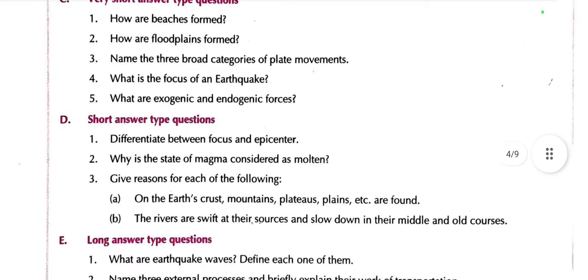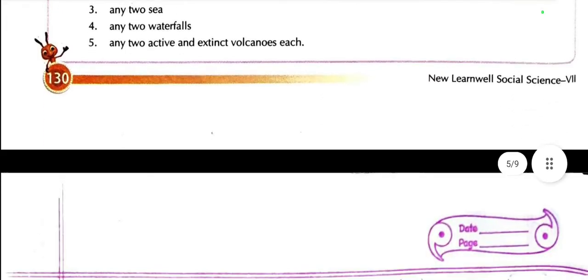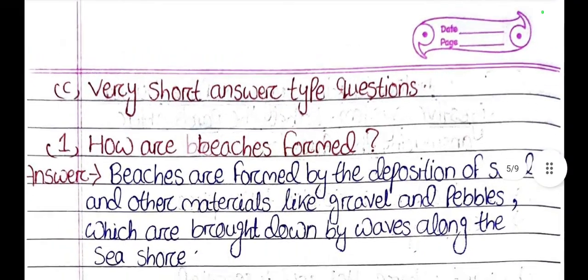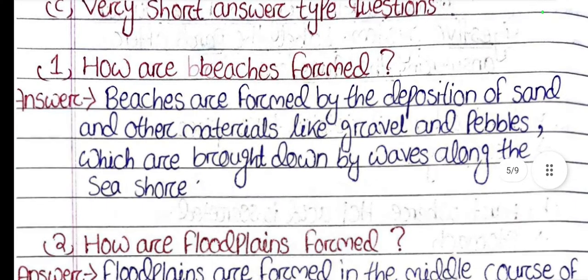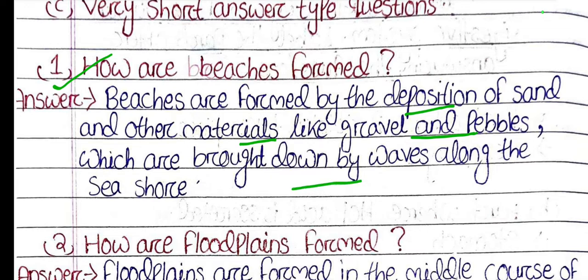Then next is very short type, long type. We'll write in this copy. You can pause your video again and write your answer. Okay, one by one I will show you the question and answer. How are beaches formed? Beaches are formed by the deposition of sand and other materials like gravel and pebbles, which are brought down by waves along the seashore.